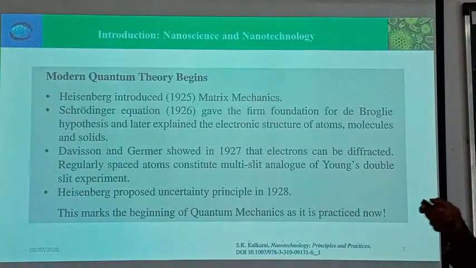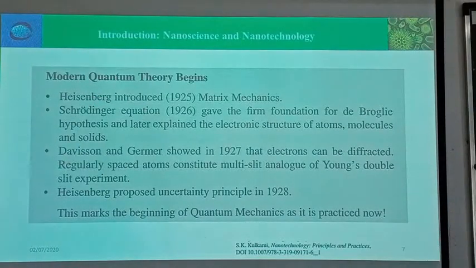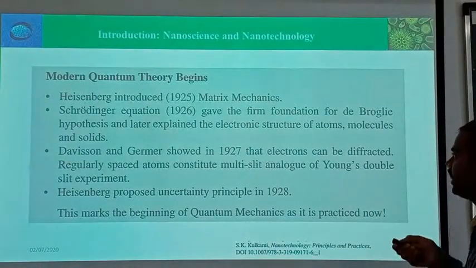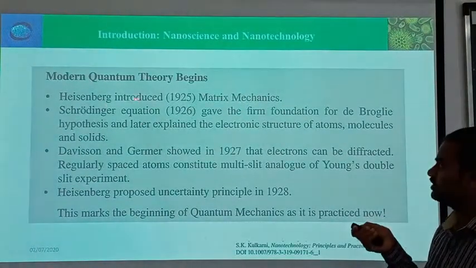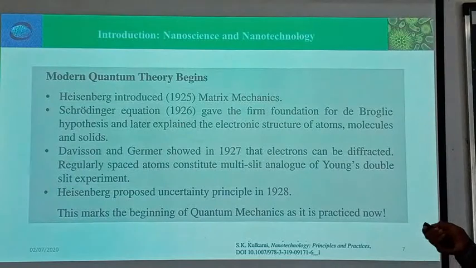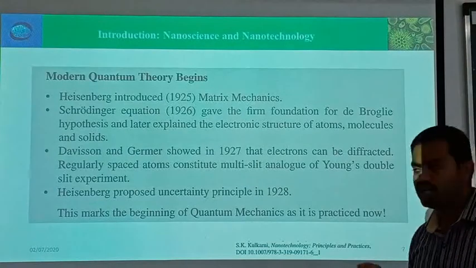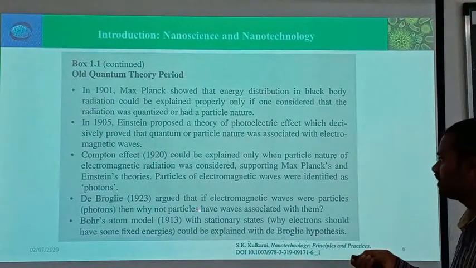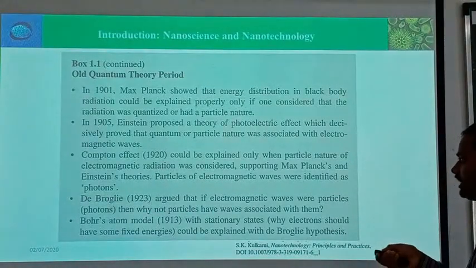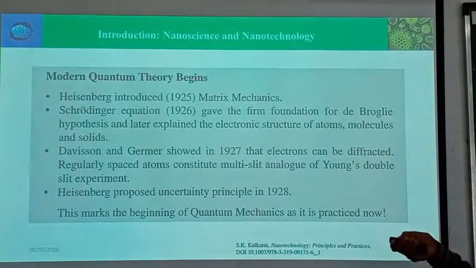So modern quantum theory begins with Heisenberg, who introduced matrix mechanics in 1925. The Schrödinger equation is a famous equation. In 1926 it gave the confirmed foundation for the de Broglie hypothesis. In the de Broglie hypothesis we see that de Broglie shows wave-particle duality: electromagnetic waves having both particle as well as wave nature.